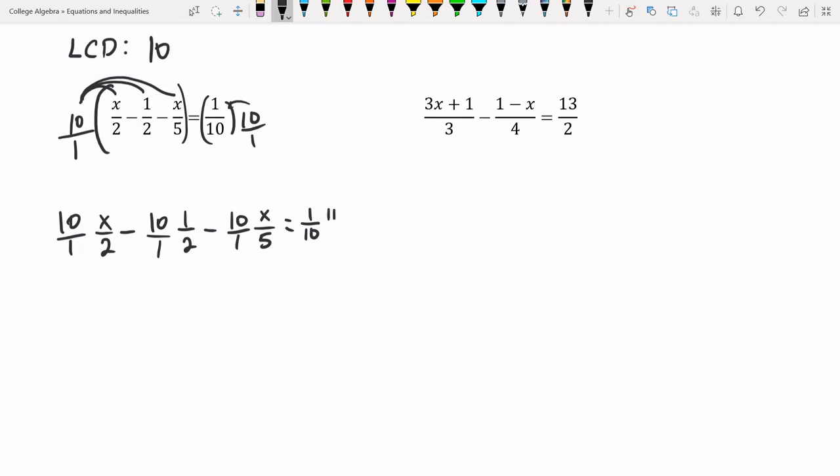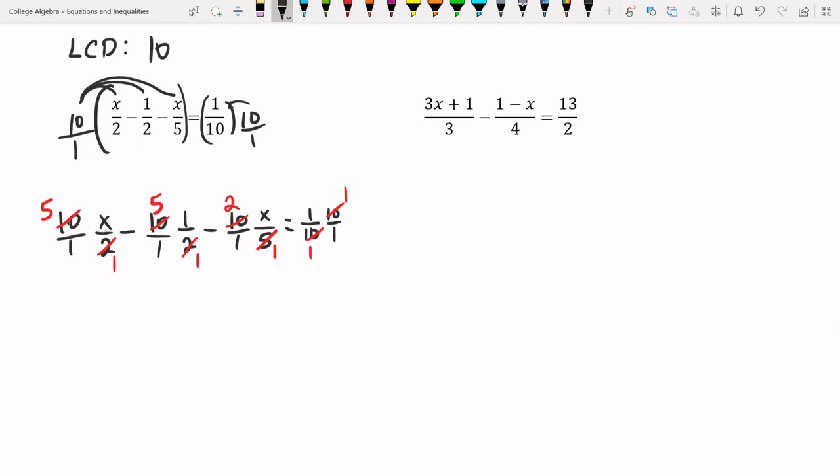This is over 1 as well. And now we can cross cancel. I'm dividing each by 2. And then here I'm going to divide each by 5. And then here I'm going to divide each by 10.